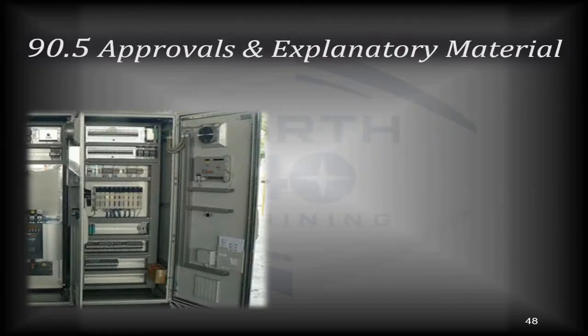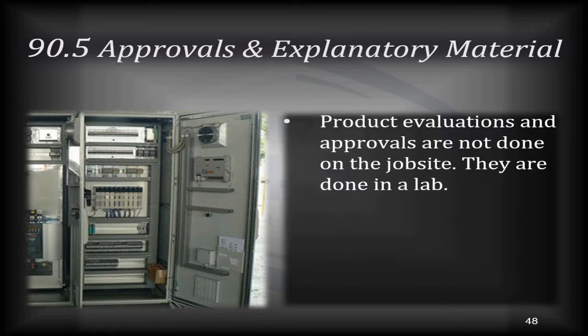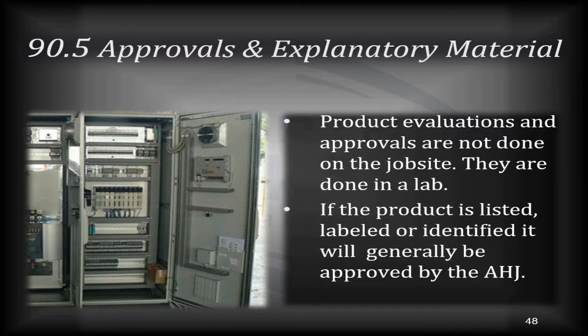90.5 Approvals and Explanatory Material. Remember, product evaluations are done in a lab. They're not done out on the job site. If the product is listed or labeled or identified in some way that's recognizable and acceptable to the authority having jurisdiction, generally it's going to be accepted in that area.